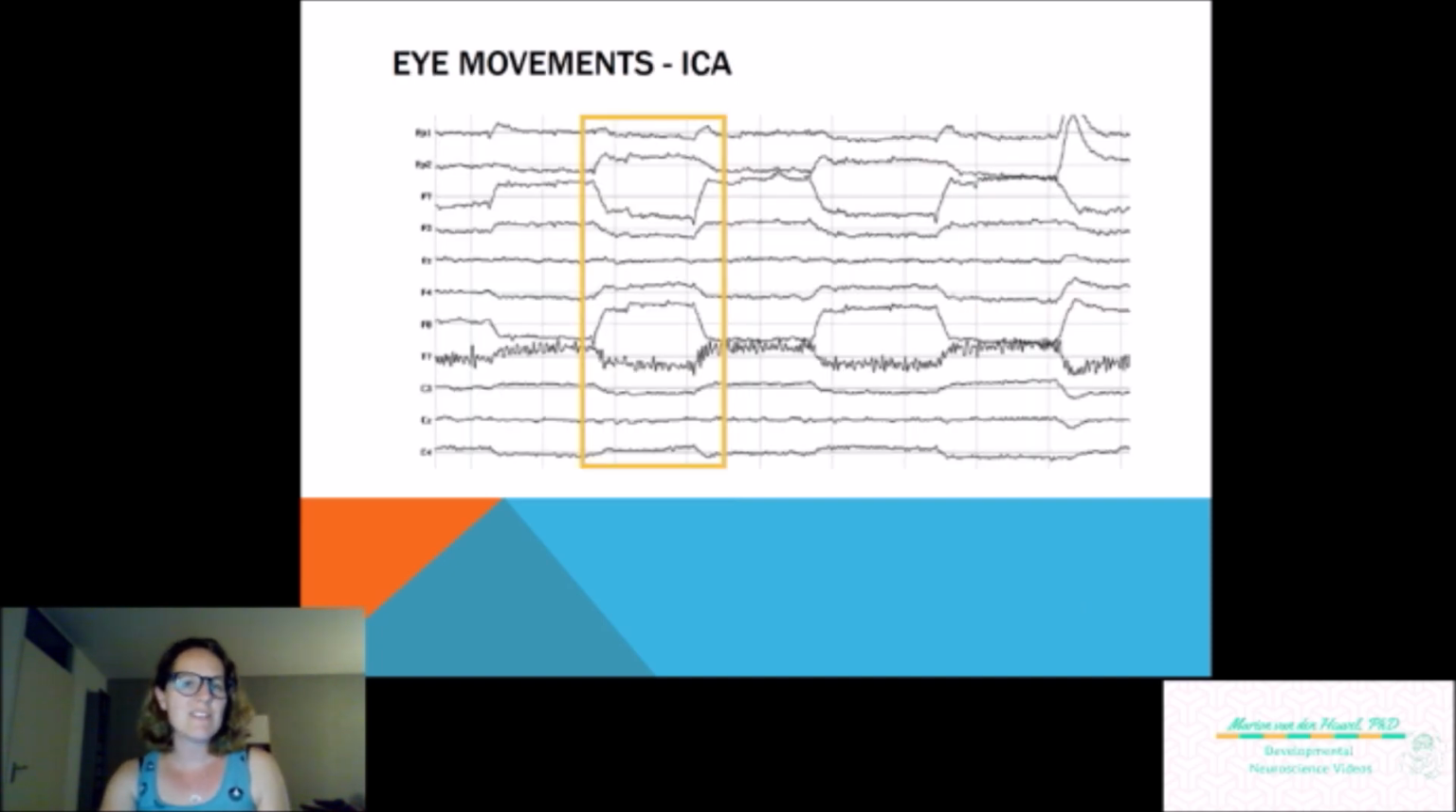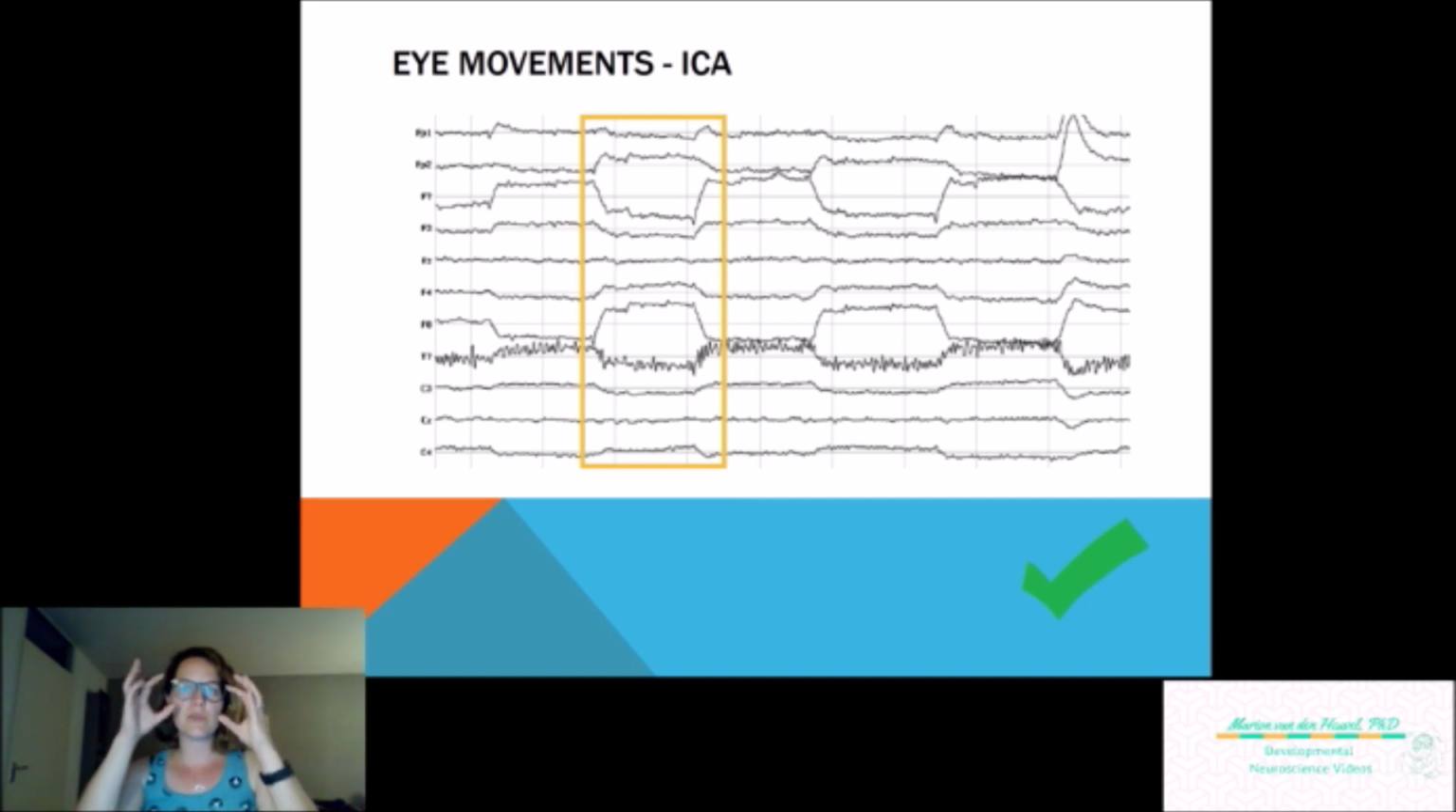Then eye movements. When you haven't seen these before, the first response might be like, oh my God, what is that? That's a really strange artifact in the data. What's wrong with my data? These frontal electrodes are acting really weird. But this is actually a very typical eye movement, from left to right and from right to left. It looks exactly like this, where you see kind of blocks in your EEG. And this is totally fixable with independent component analysis.